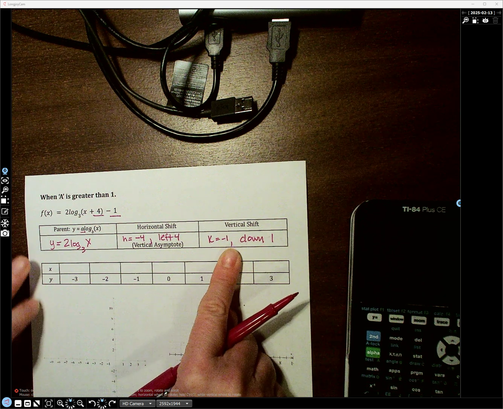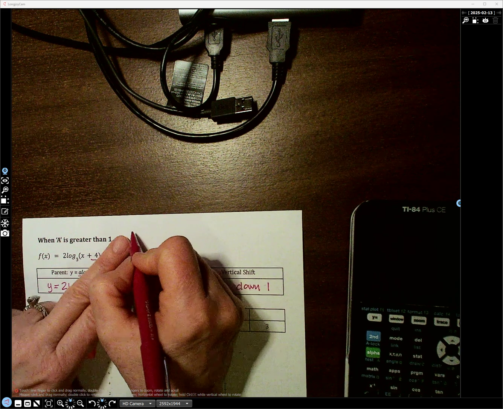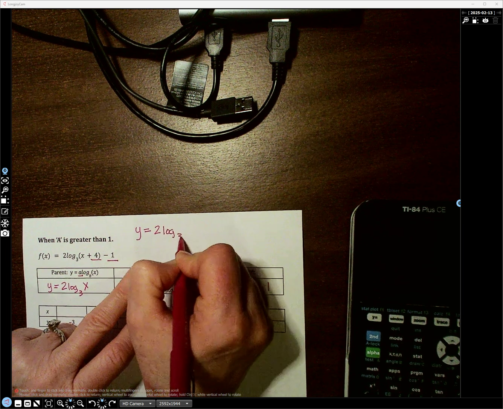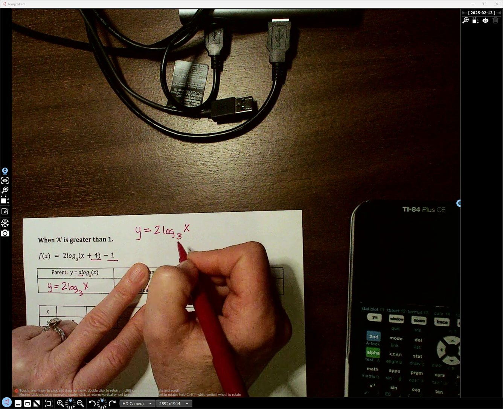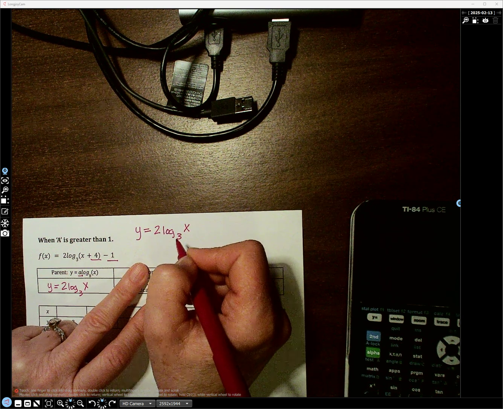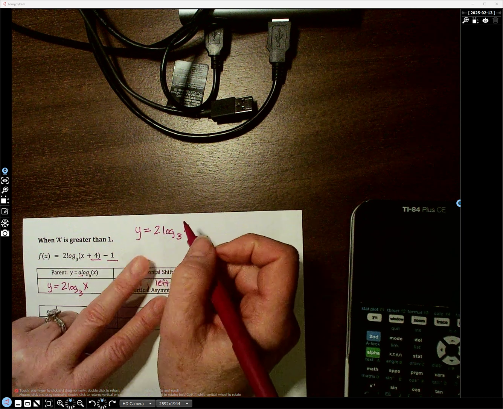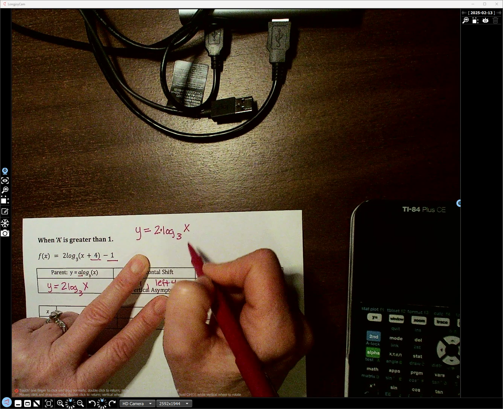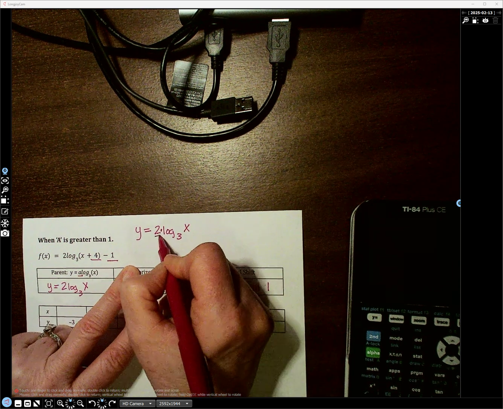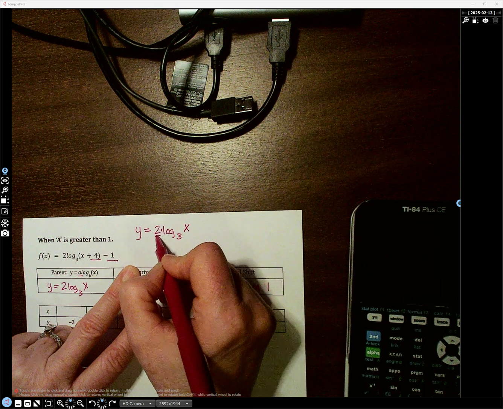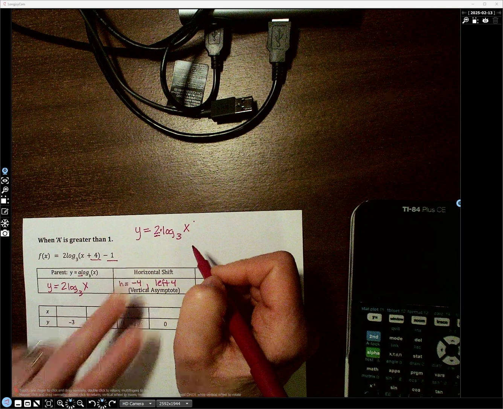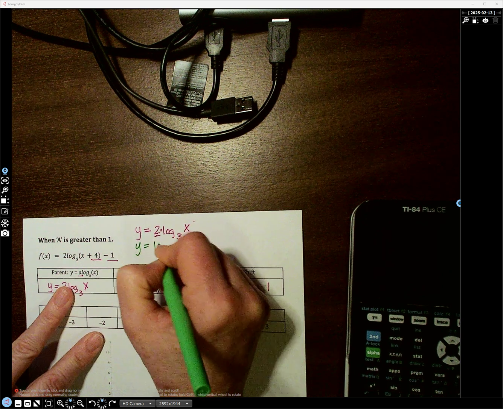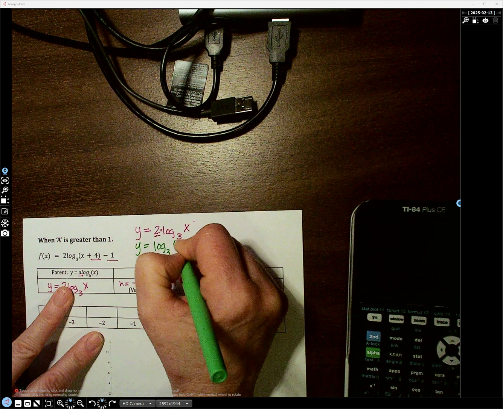So let's go up here and we've got y equals 2 log base 3 of x. Well, there is a property of logs that tells us that we can move this 2 that's multiplied out front to become x squared. So when we have a, we first move this coefficient up into the exponent. We've got y equals the log base 3 of x squared.